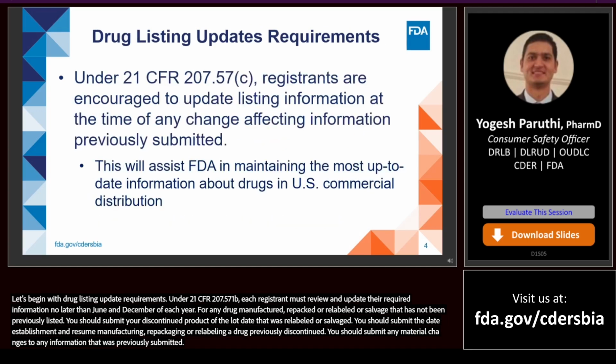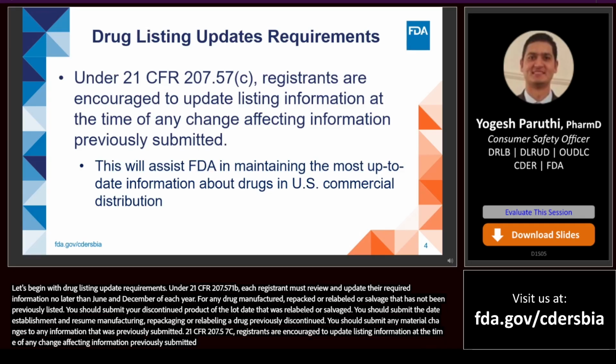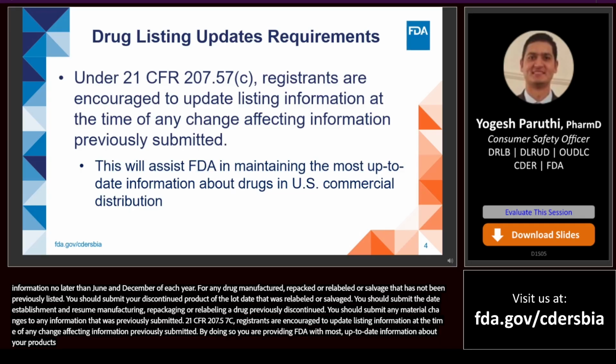Under 21 CFR 207.57(c), registrants are encouraged to update listing information at the time of any change affecting information previously submitted. By doing so, you are providing FDA with the most up-to-date information about your products that are in U.S. commercial distribution.